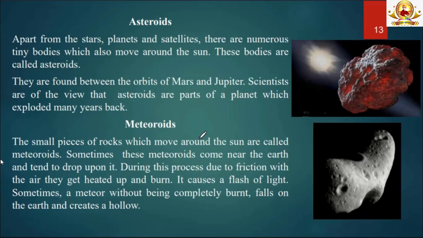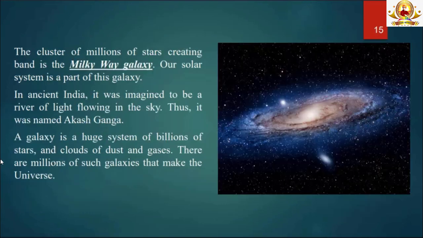Now, what are meteoroids? They are small pieces of rocks. You can see these are the rocks which are moving around Sun. Sometimes they fall down on Earth, and due to the friction, they burn also. Heat is generated and a depression is created. So these are meteoroids. Now let's understand what is galaxy.